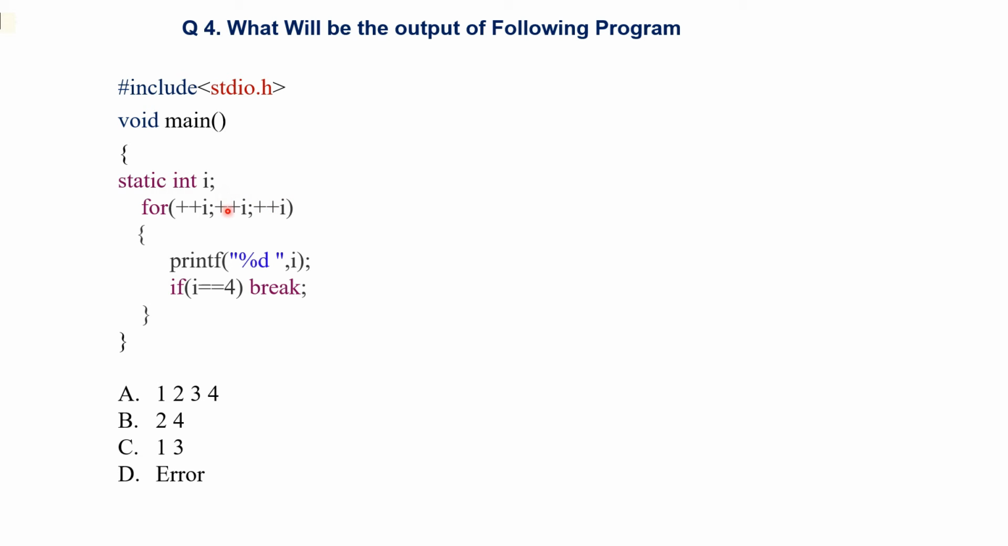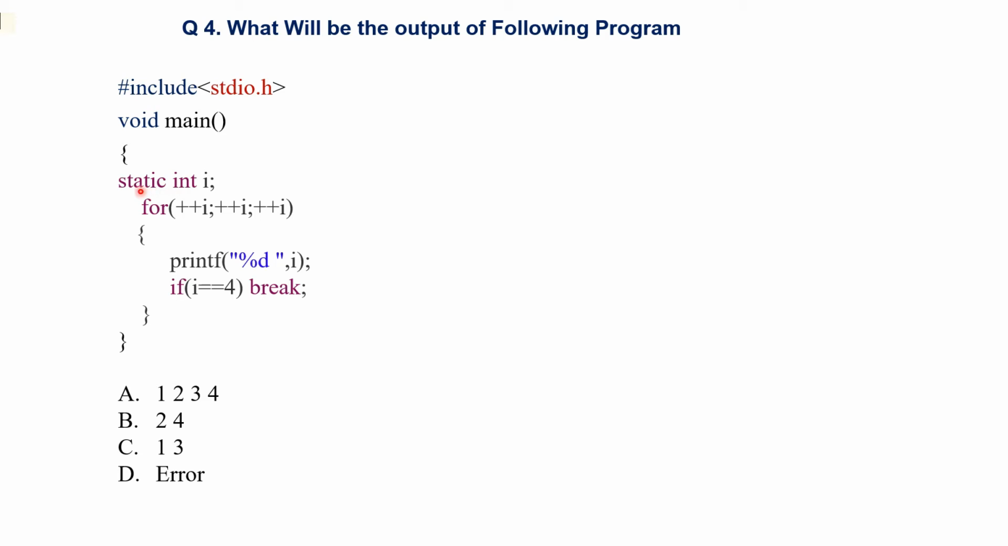Again this condition will be executed. It will be tested for true or false. So if this is true, then the loop will be executed, or otherwise control will go outside the loop. So let us see what output this loop will generate now.